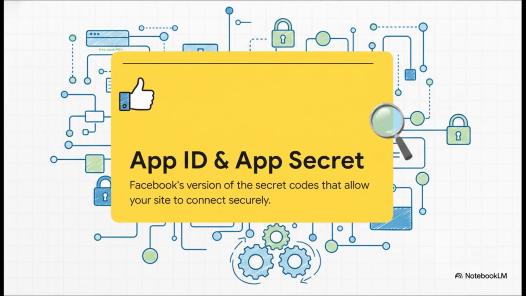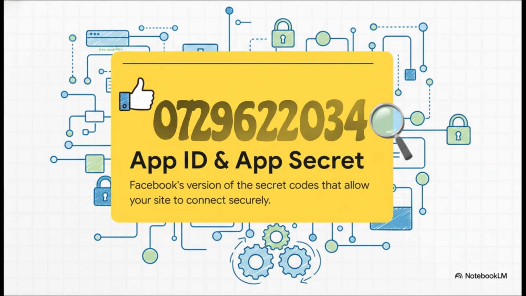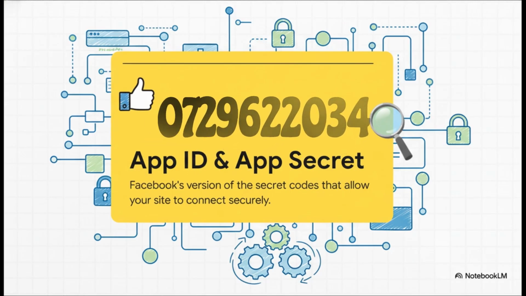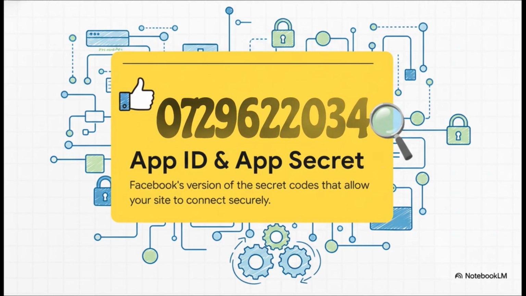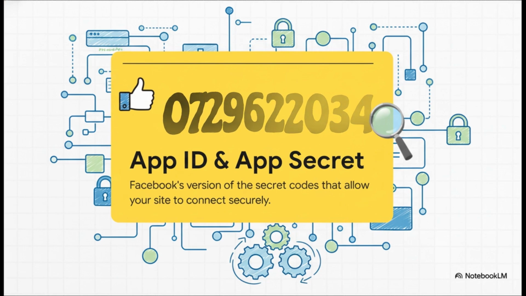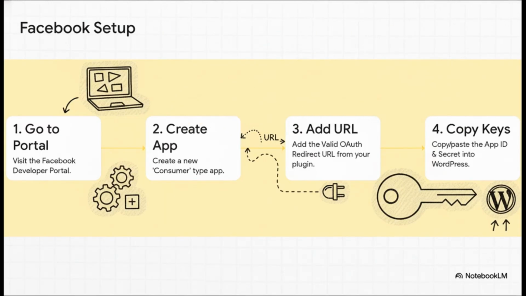Okay, Google's done. Next up, Facebook. So what do they call their secret keys? App ID and App Secret. It is the exact same concept, just with Facebook's label on it. The important thing is, you already know what these do. And the process? You guessed it, it's exactly the same.